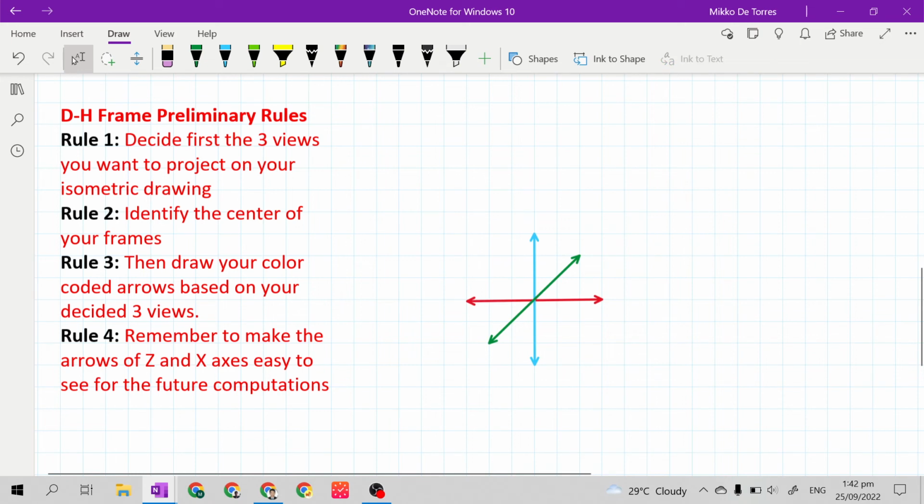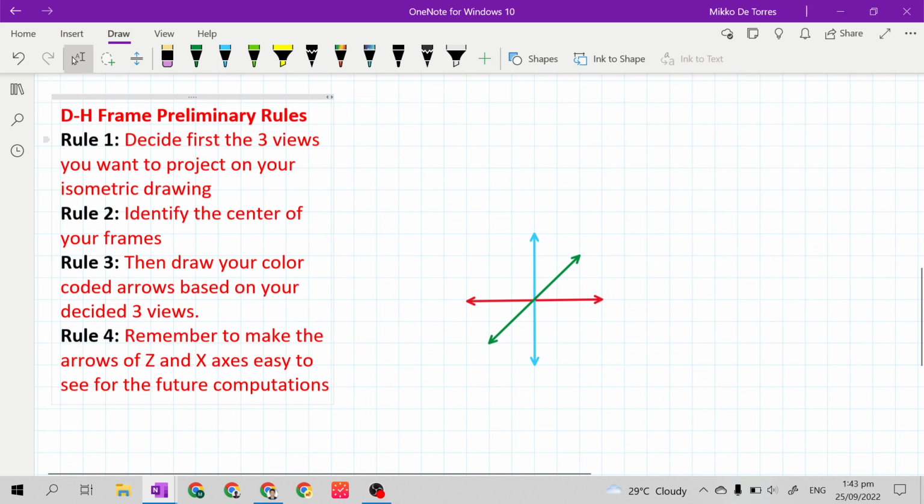Next, rule 4. Remember to make the arrows of the Z and X axes easy to see for the future computations. The Y axis is the least important axis among the three, so let's always make the Z and X axes easy to see for our future computations. I will show it to you in our example.